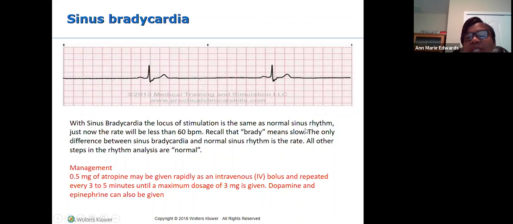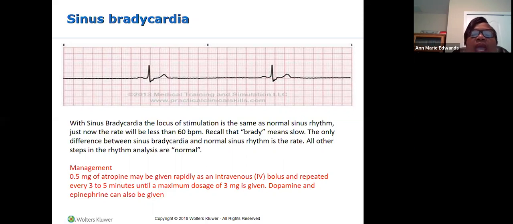Recall that brady means slow. The only difference between sinus brady and the normal sinus rhythm is the rate. All other steps in the rhythm analysis are normal. So if you find a patient with sinus brady or in your exam, they may show you this rhythm and ask you what this rhythm represents.